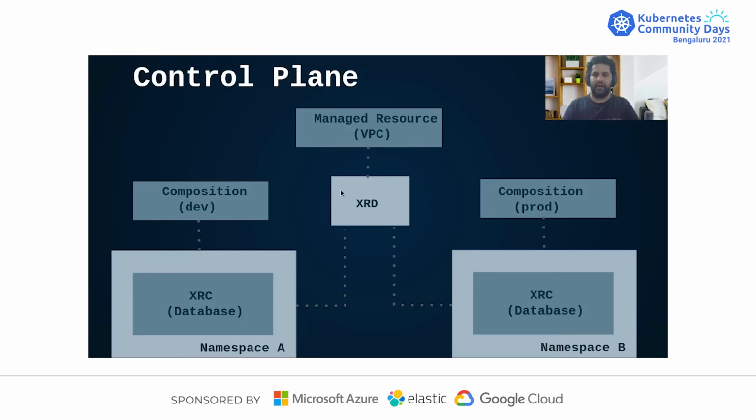So for example, here, using the same database example, I can create an XRD which will point to a VPC which I had created prior. And then I can allow users to create their own database instances which will be scoped to their own namespaces. And they are free to use compositions like dev or prod based on their requirements. In this way, a platform operator can impose some restrictions, like restrictions on the field, and decide the level of flexibility to be given to the users for using the actual infrastructure.